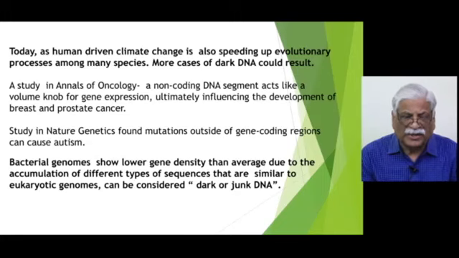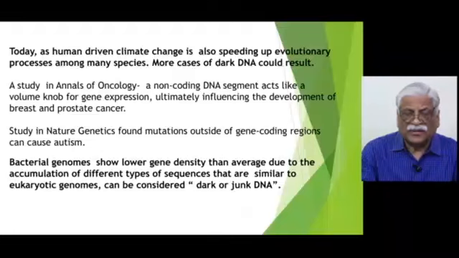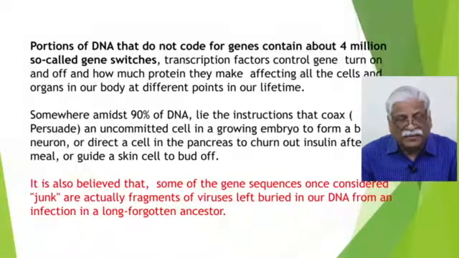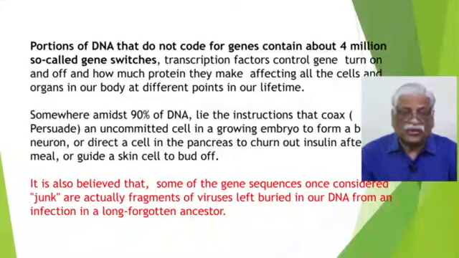There is also a statement by certain scientists who believe that bacterial genomes show lower gene density in comparison to multicellular animals, but that lower gene density is due to the accumulation of different types of sequences that are similar to eukaryotic genomes. Sometimes earlier they were considered dark or junk DNA. It is also believed that some of the gene sequences once considered junk are actually fragments of viruses left buried in our DNA from an infection in a long forgotten ancestor.